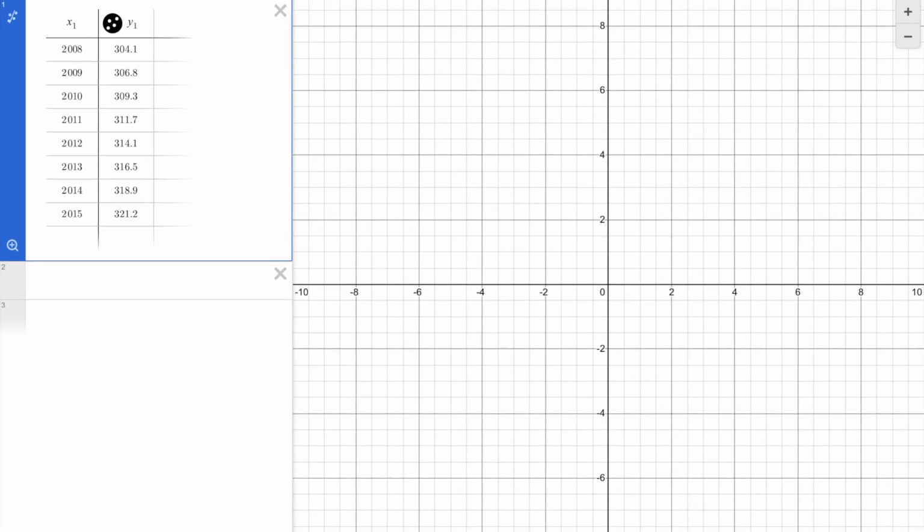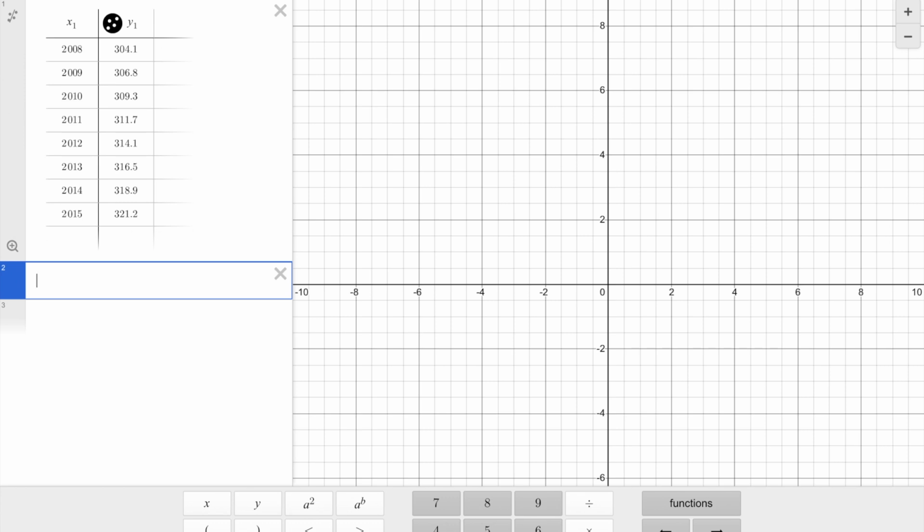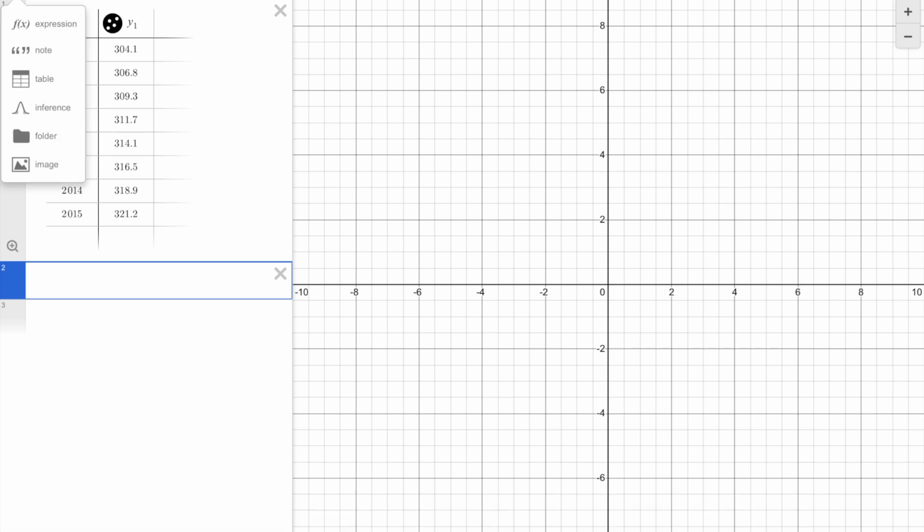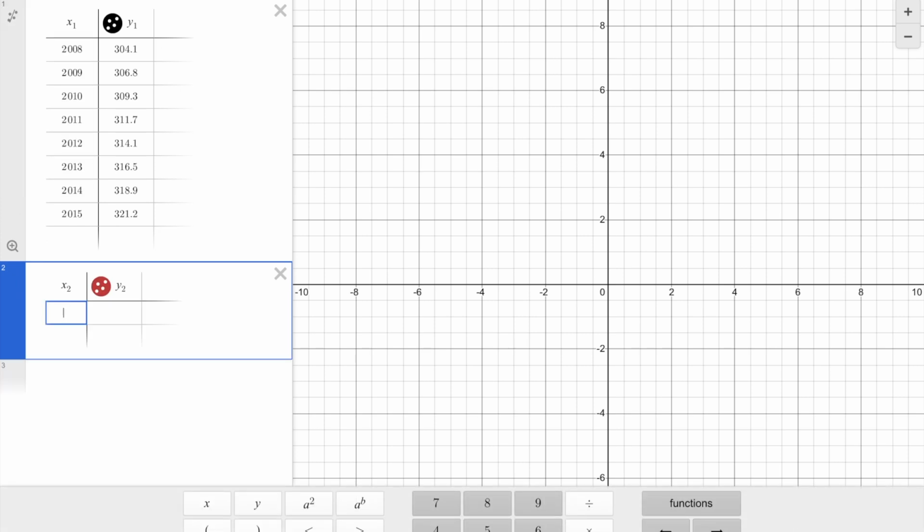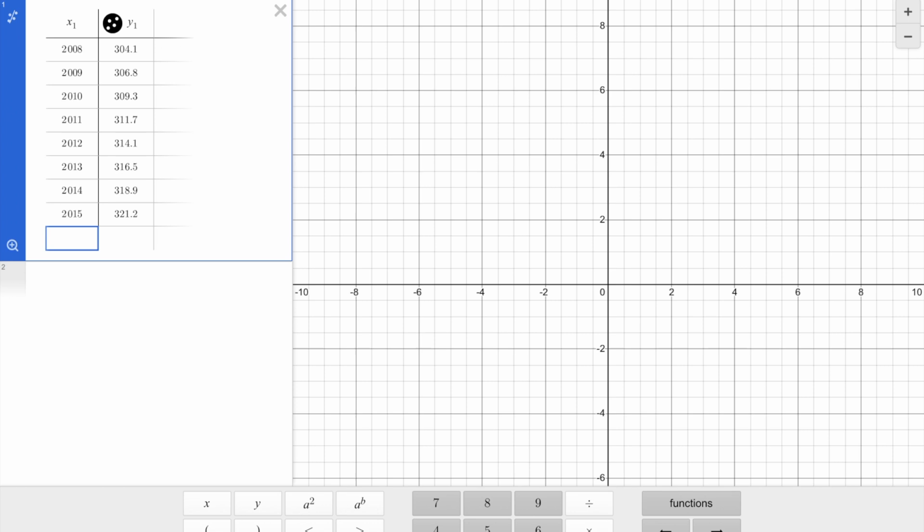I went ahead and preloaded my table so you didn't have to watch me entering data points. If you don't know how to do this, to get a table going in Desmos, we go to the little plus sign in the upper left, hit that, choose table. And then you're just going to put your years, which are 2008 through 2015, in your X column, and then the population in millions in your Y column, okay? So your data should match mine. So this is the US population in millions by year from 2008 to 2015.